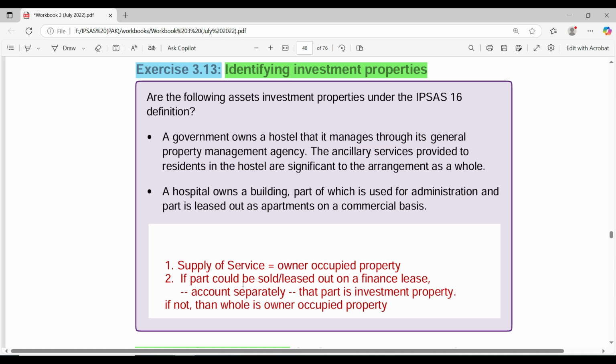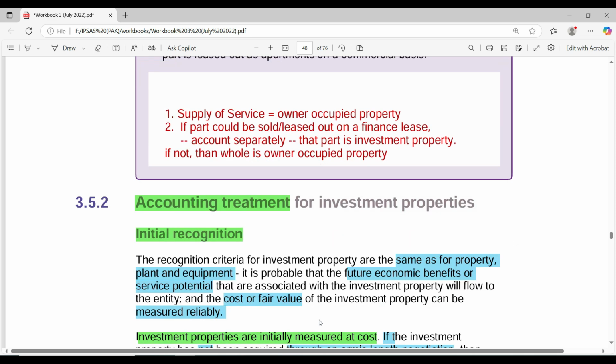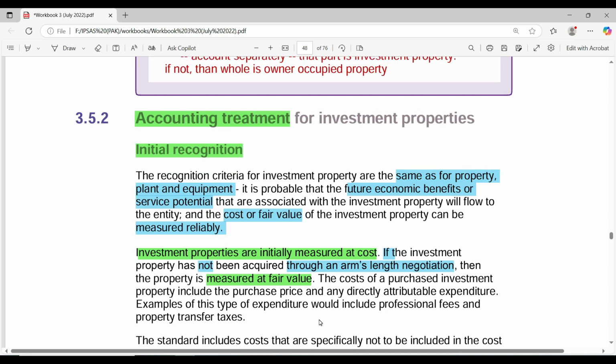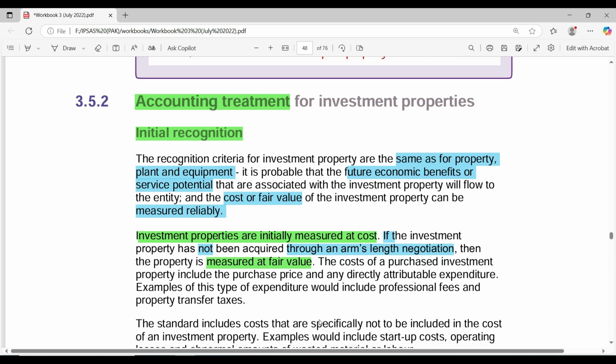So if part could be sold or leased out on finance lease separately, that part is investment property. If not, then the whole is owner-occupied property. Now the question is how we treat it in financial reporting. Accounting treatment for investment properties.